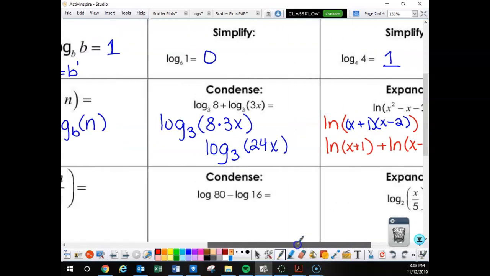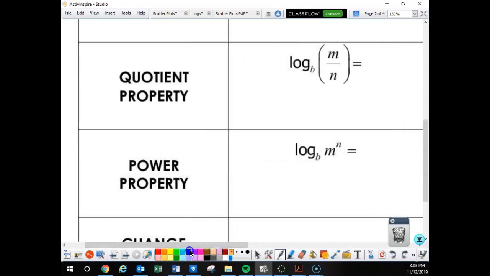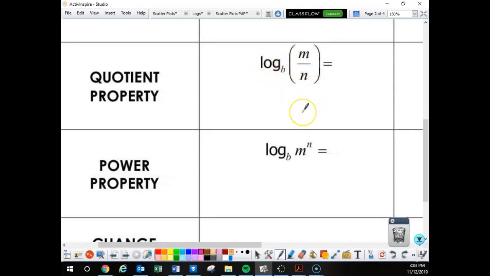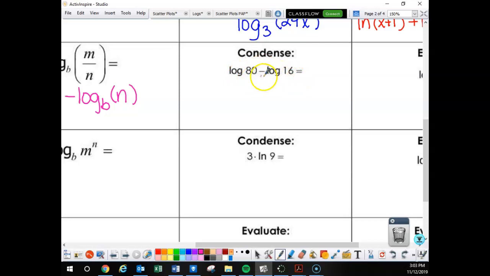Let's talk about the quotient property. The quotient property is that if I have a fraction or division in the argument, then I can separate that into two log functions by subtraction. So this would be log base b of M minus log base b of N. Alright, and so some examples of that. Here I have two logs being separated by subtraction, so then I can combine them by dividing the two arguments. So this would be 80 divided by 16. 80 over 16, if I divide that by 2, I get 40 over 8. If I divide that by 2, I get 20 over, not 5, 4. And 20 divided by 4 is 5. So this would be log of 5. Alright.